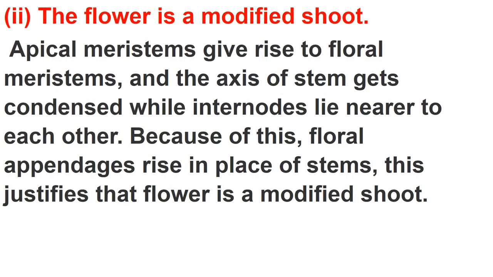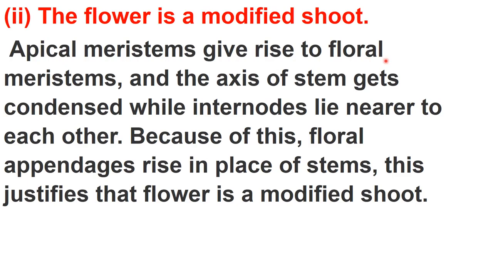The second statement of the same question that you need to justify is the flower is a modified shoot. So the answer is apical meristems give rise to floral meristem. You know where the apical meristems are present? These are present at the apex of the stem, right? So at the apex of the stem, the meristematic cells are present there, and that part gives rise to the floral meristem.